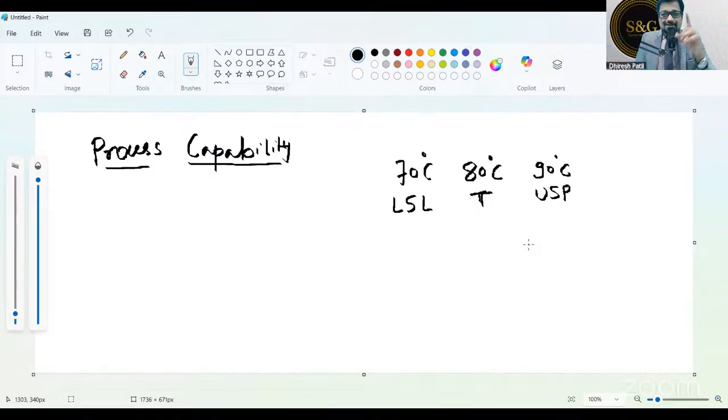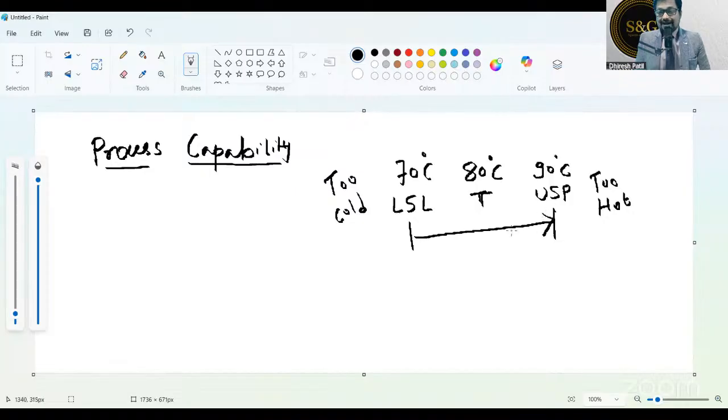Are you understanding? So the customer will say, I want a hot cup of tea. Now, hot meaning it should not be too hot, which would burn the lips and the mouth. If it is more than 90 degrees, it will be too hot for the customer to sip. Or it should not be too cold as well. Below 70 degrees, it would be too cold for the customer. I'm just giving you random numbers. So this limit is called the specification limit.